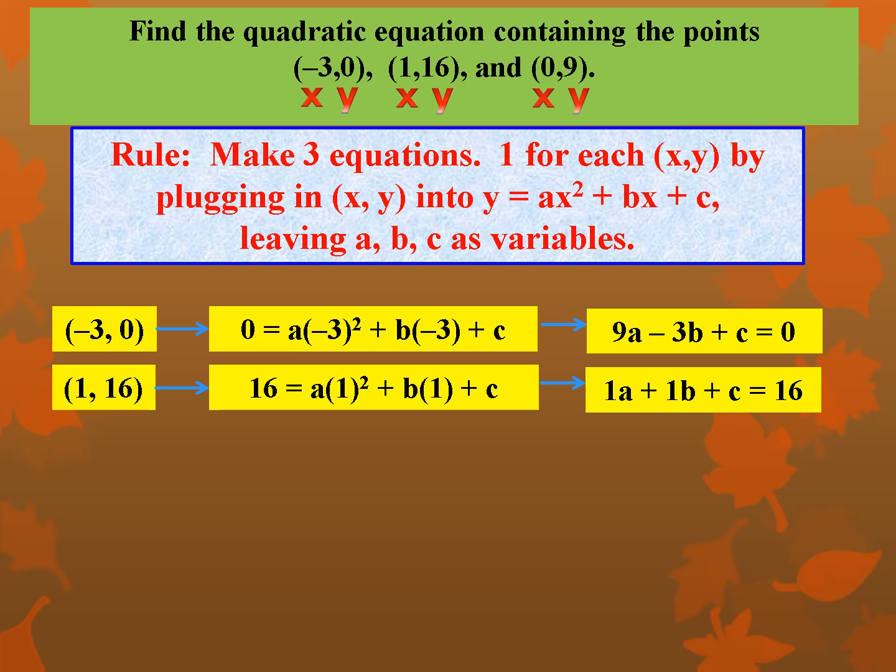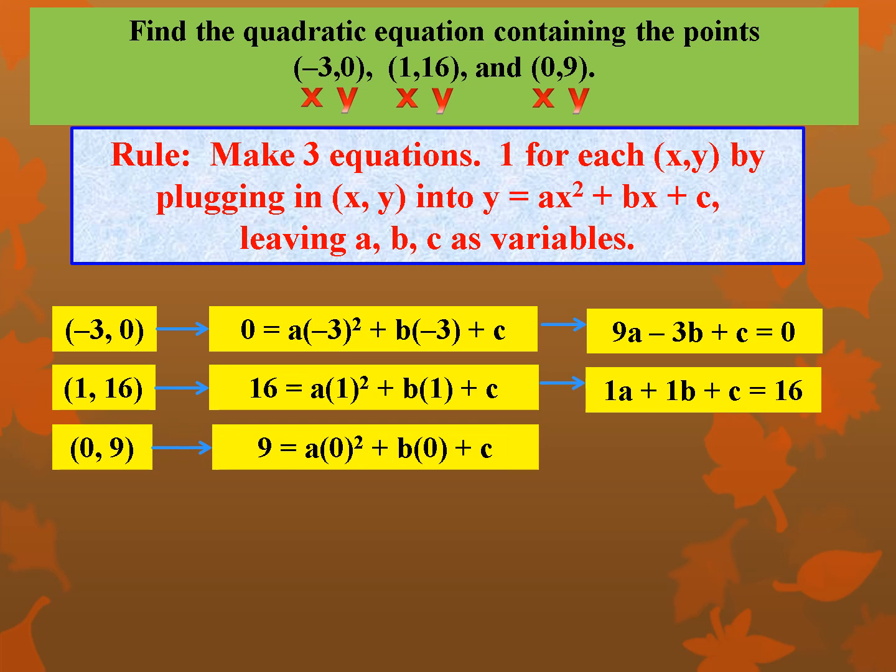Okay, last point. (0, 9). 0 is going to go in for x. 9 is going to go in for y. So 0 squared is 0. Well, 0 times a is 0. 0 times b is 0. So that leaves me with c equals 9. So as you can see, I have 3 equations, 3 variables. We're going to have to solve a system. Okay, so let's jump in and go to the next slide just because I need more room, and then we're going to get started.